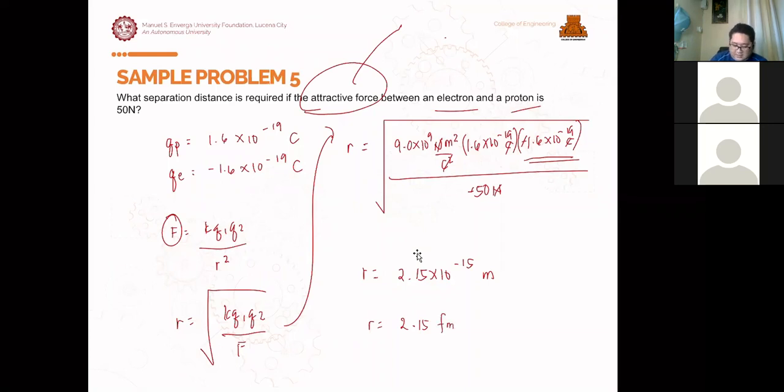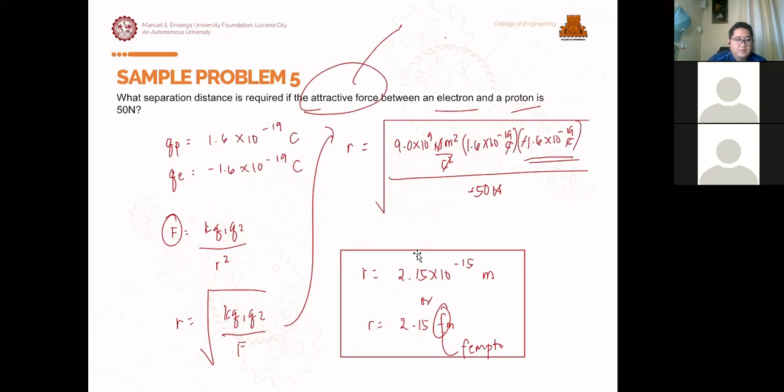Pero baka sa choices hindi na naman niya pinahirapan, no? So itong F na to is pertaining sa femto. Tama ba? Femto. Let me check nga kung tama ang aking... mali pala. Walang P. Okay? So femto. Okay? So yeah. So negative 50. Okay?